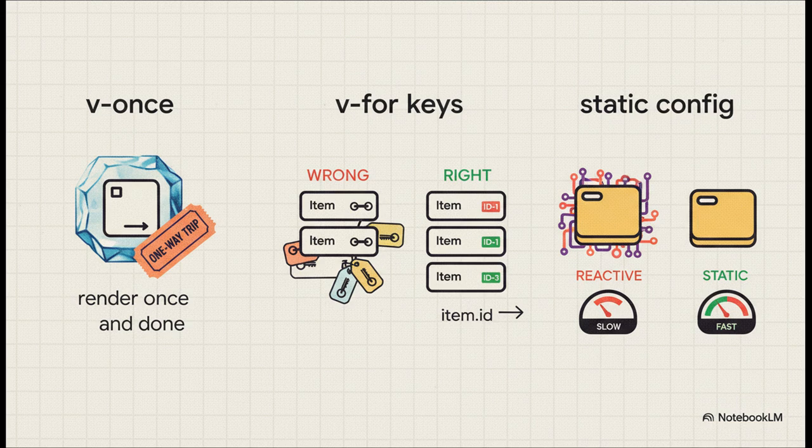Next, v-for loops. Please use a unique ID for your keys, not the index. Using the index can cause all sorts of weird rendering bugs and performance issues. And finally, if you have some big static configuration object that doesn't need to be reactive, don't wrap it in ref or reactive. Just keep it as a plain JavaScript object.